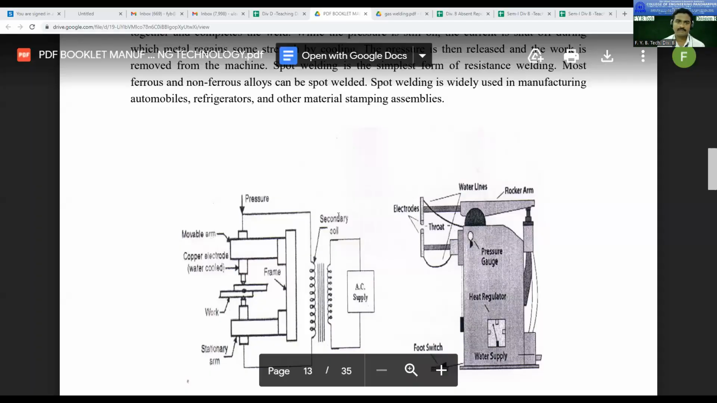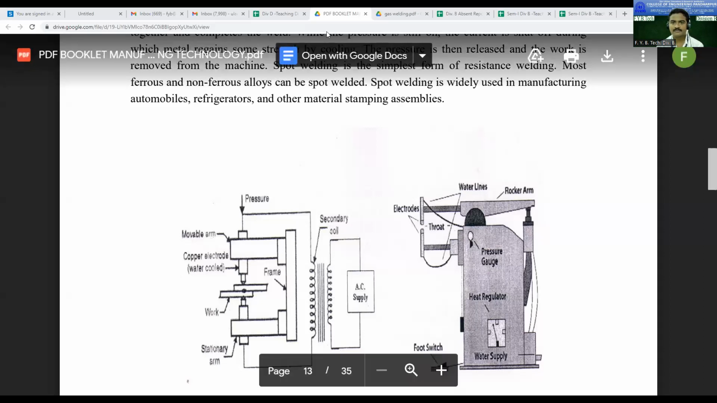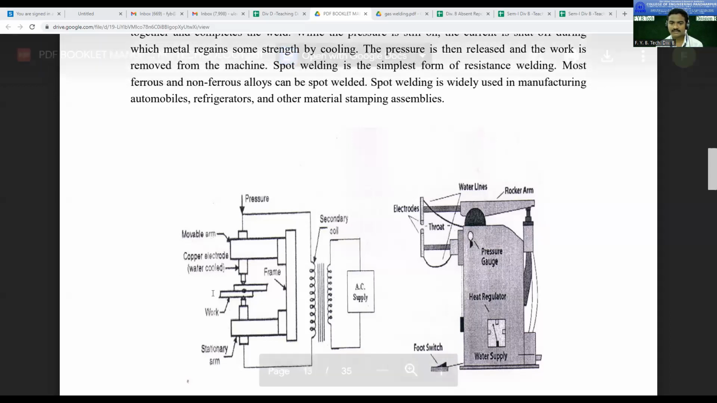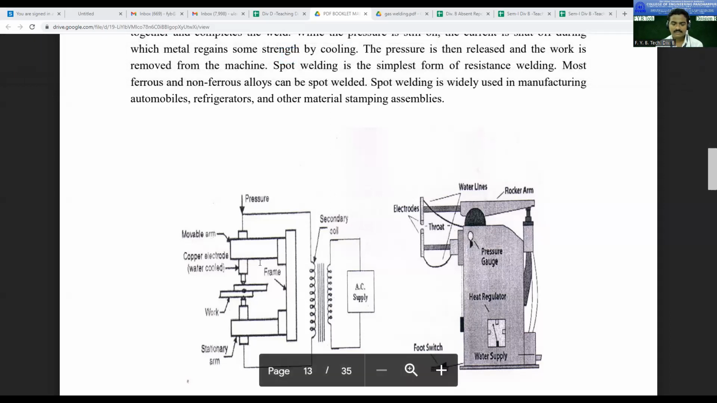Okay, this is the setup related to resistance welding, or it is also called spot welding. Is it visible? Can everyone see? Yes, sir. Okay, this is a 3D as well as a two-dimensional diagram. Again, we have seen in the workshop that resistance welding is also called spot welding.